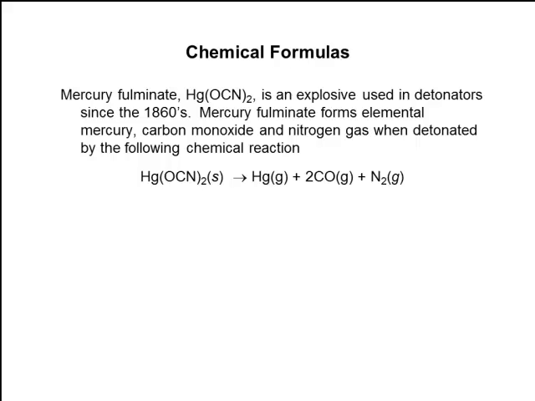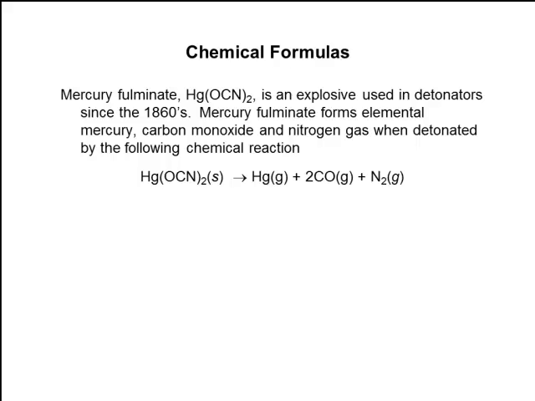So if I look at mercury fulminate, it's an explosive used in detonators. Everybody likes explosions, so I threw this in as a fun little fact. But what we're going to do is take that mercury fulminate, and it starts in solid form. When it goes through its reaction, it actually breaks down into mercury in its gas form, carbon monoxide in its gas form, and nitrogen in its gas form.